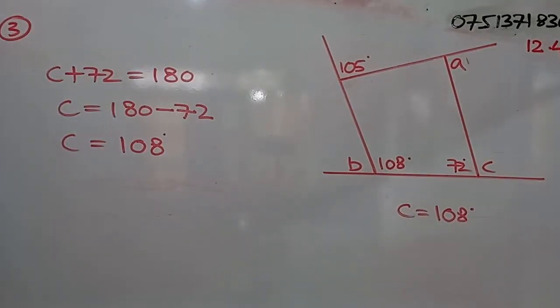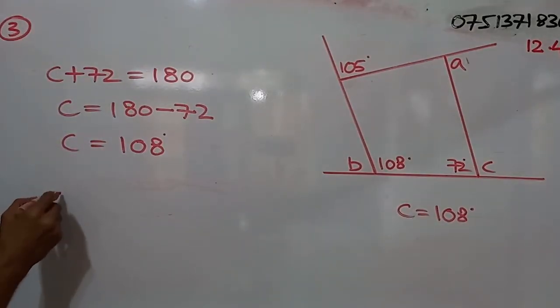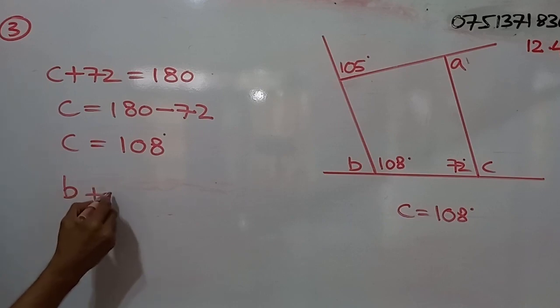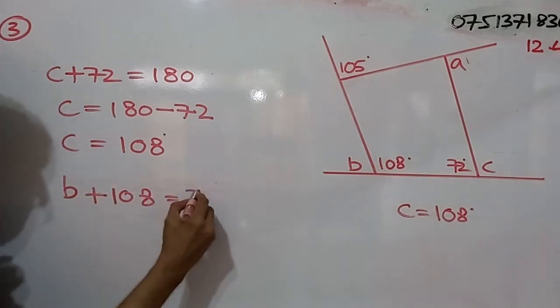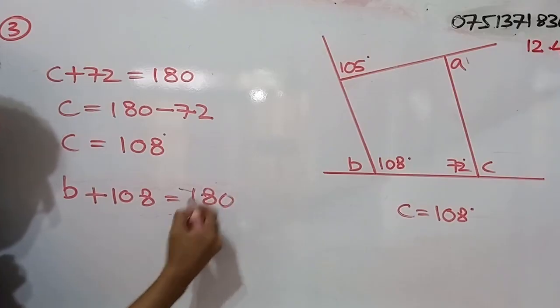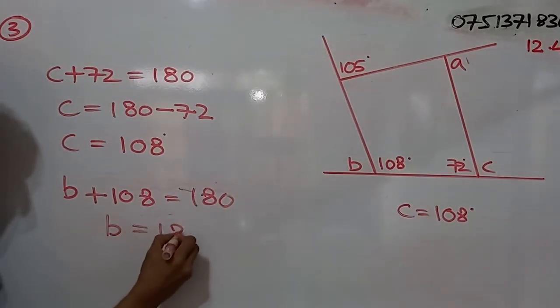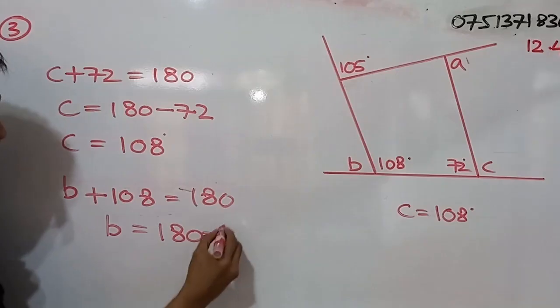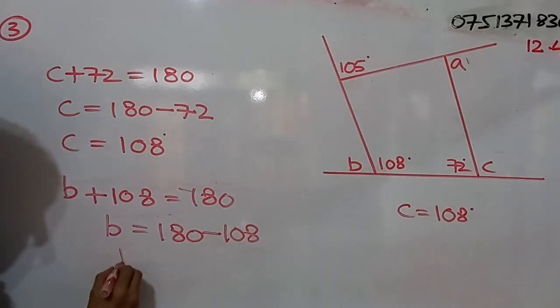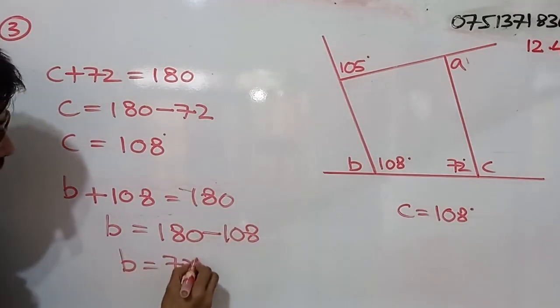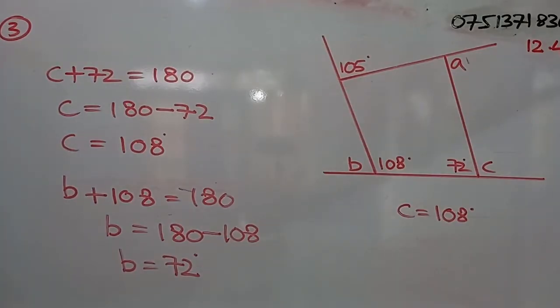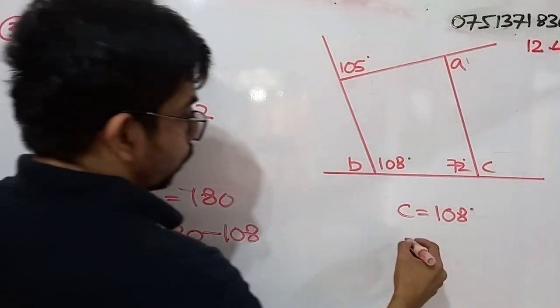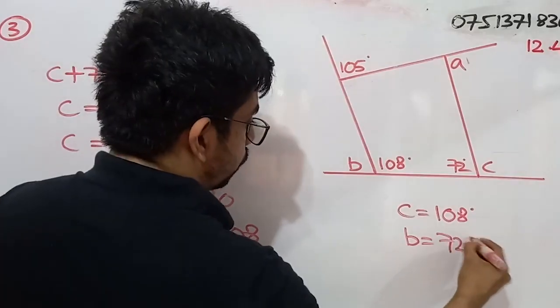B, what is that? Same thing, right? B plus 108 degrees is equal to 180. So B is equal to 180 minus 108. So angle B is equal to 72 degrees. So angle B is 72 degrees.